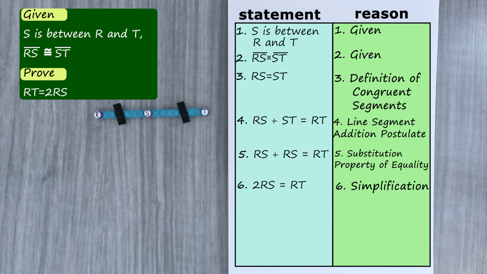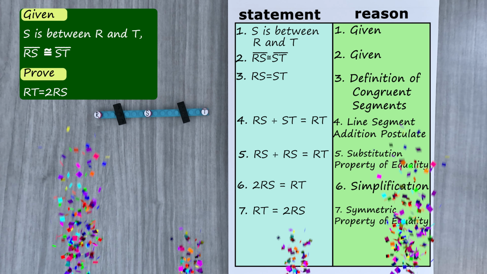At this point, we've already proven what we need to prove because 2RS equals RT is equivalent to RT equals 2RS. But if needed, you can go ahead and add one more step to specifically show that. So we could have a step 7 that says RT equals 2RS, and the reason for that is the symmetric property of equality. That's the property that tells us we can flip things around on an equal sign, that they're equivalent both ways. Okay, at this point, our 2-column proof is complete.